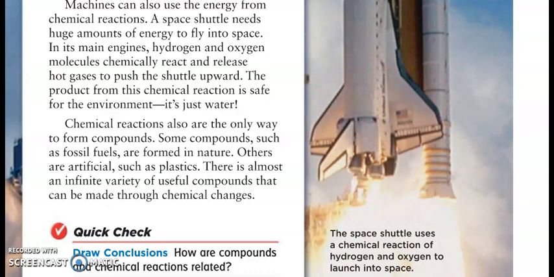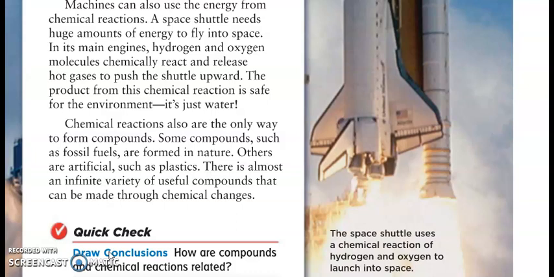The product from this chemical reaction is safe for the environment. It's just water. Also, chemical reactions are the only way to form compounds. Some compounds, such as fossil fuels, are formed in nature. Others are artificial, such as plastic. There is almost an infinite variety of useful compounds that can be made through chemical changes.